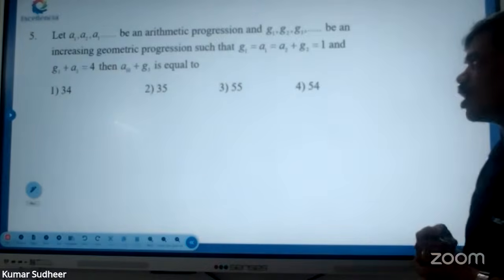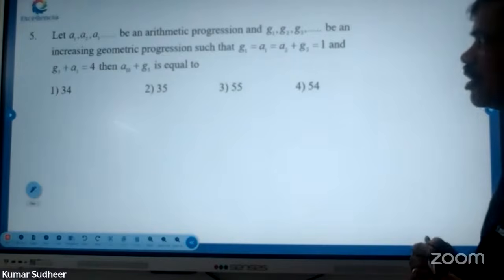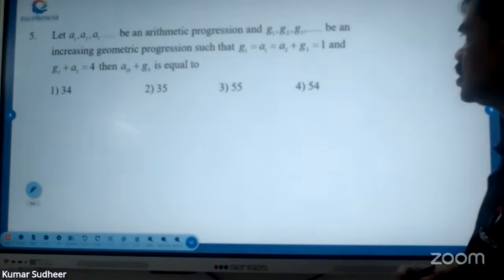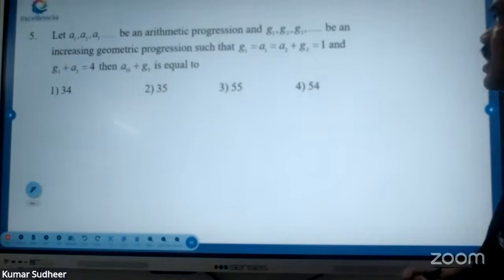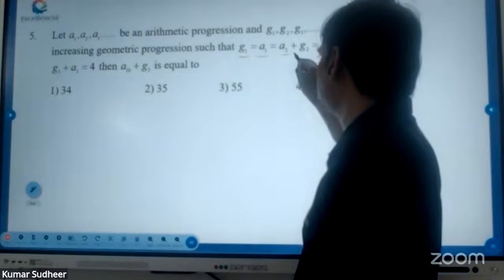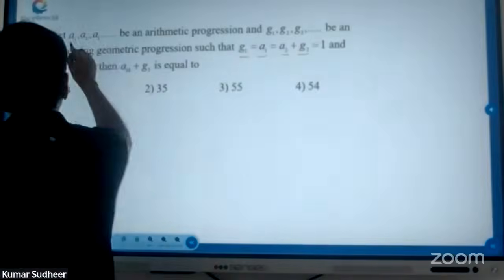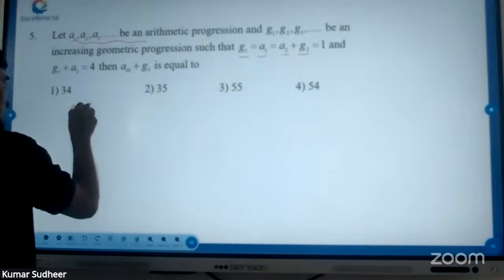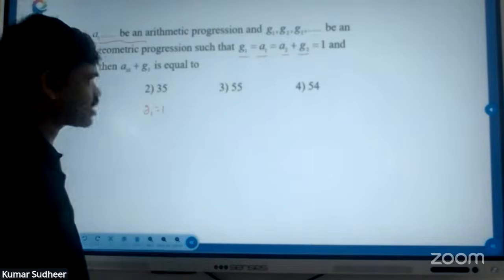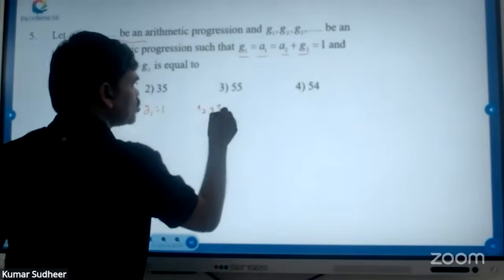A1, A2, A3 and so on be an arithmetic progression, and G1, G2, G3 and so on be an increasing geometric progression such that G1 is equal to A1, and A2 plus G2 is equal to 1. Let us see: in the arithmetic progression, A1 is equal to 1 given. In the geometric progression, G1 is equal to 1. Both first terms are nothing but 1. And one more relation is given: A2 plus G2 is equal to 1.